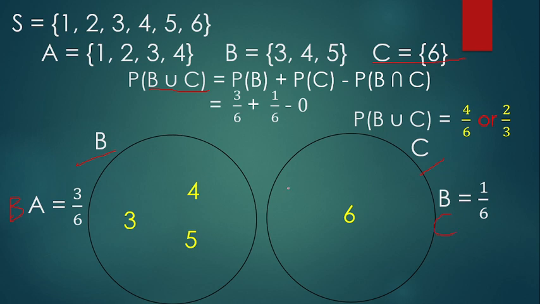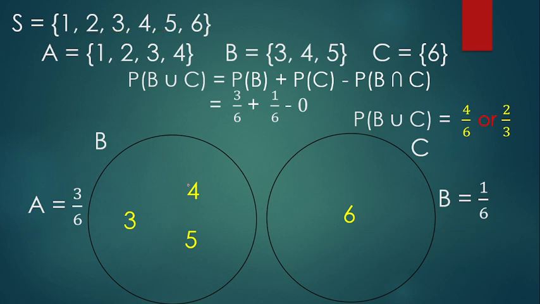Alright, so first, what is set B? 3, 4, 5. What is set C? Only 6, correct? So what's the probability of set B? We know it is 3 elements out of 6 sample set, correct? So you have 3 over 6. How about for your set C? You only have 1. The question is, do they share something in common? They don't share something in common, alright? So that's why the circles are separate from each other. And the probability of this set C is 1 over 6 because you only have 1 element out of 6 in the sample space.